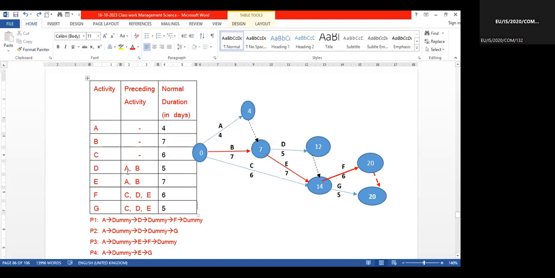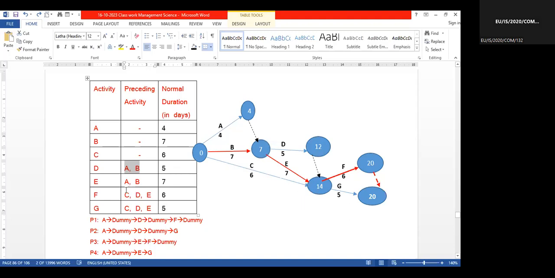Then you see from A, B. After completing A and B, D is coming. Therefore, definitely we have to put a dummy. I cannot bend this A or B with that. That is a wrong practice. So this is a necessary kind of arrow, right? Then from A and B, E is also coming, so from that we can directly get E also.